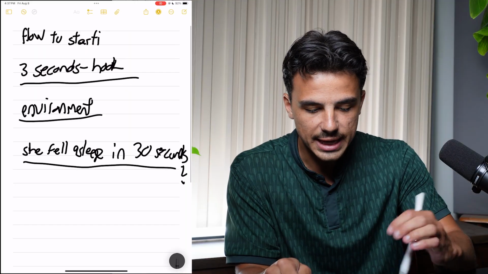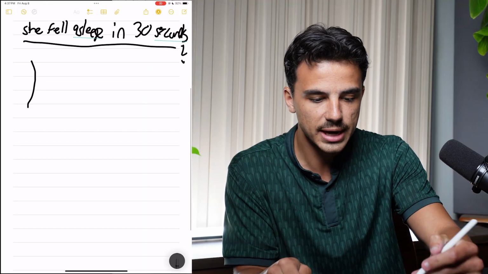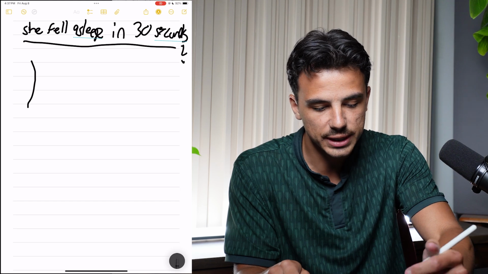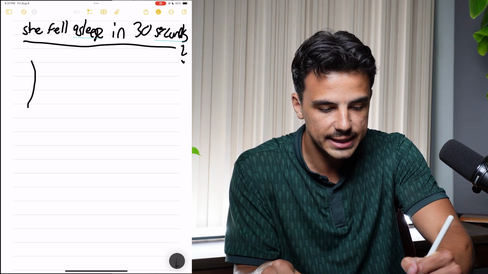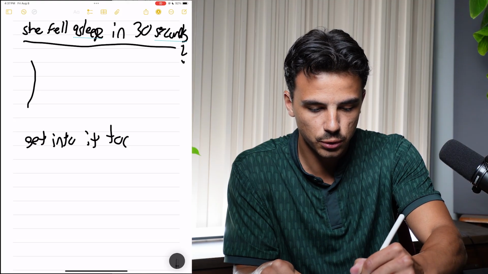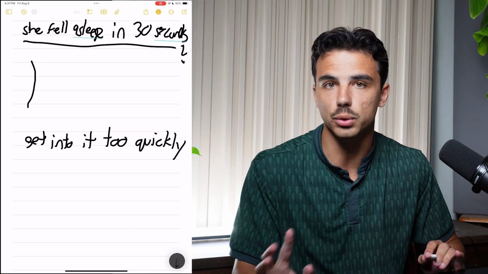Now, when we get into the actual part of the skit, let's move down here. So how do you actually start, and what is the framework, right? The biggest mistake that a lot of people make when they start doing skits is they get into it too quickly. And eventually I'm going to write down a framework that you can follow for skits, but a lot of people get into it too quickly. What do I mean by that?